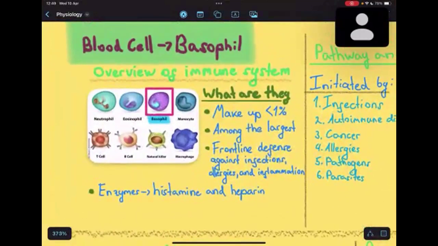To talk about a blood cell called a basophil. So first of all, we're going to take a look at the overview of the immune system so we understand what the basophil is and what they are.